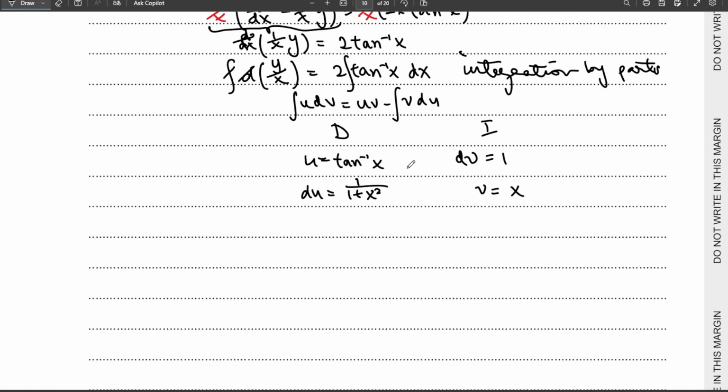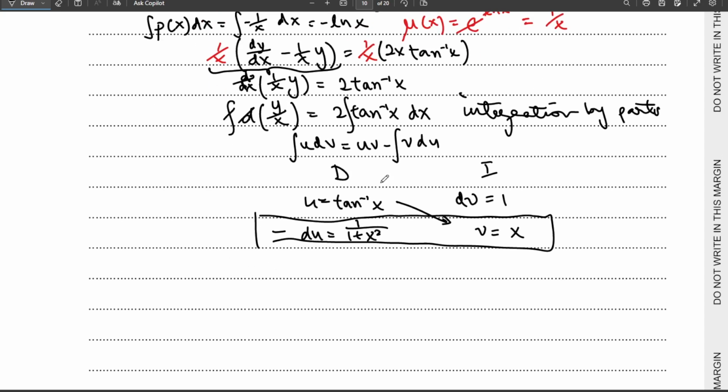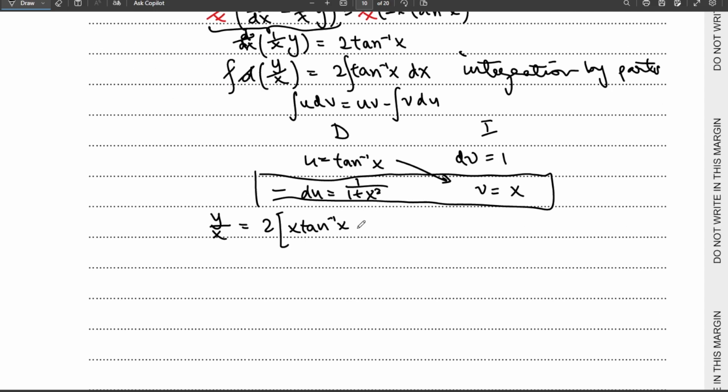Okay, and the next step will be to apply the formula: u multiplied by v minus v multiplied by du. And so I'm going to rewrite this integral. So y over x will be equal to 2 multiplied by uv, x tangent inverse x, minus the integral of x over 1 plus x squared dx.